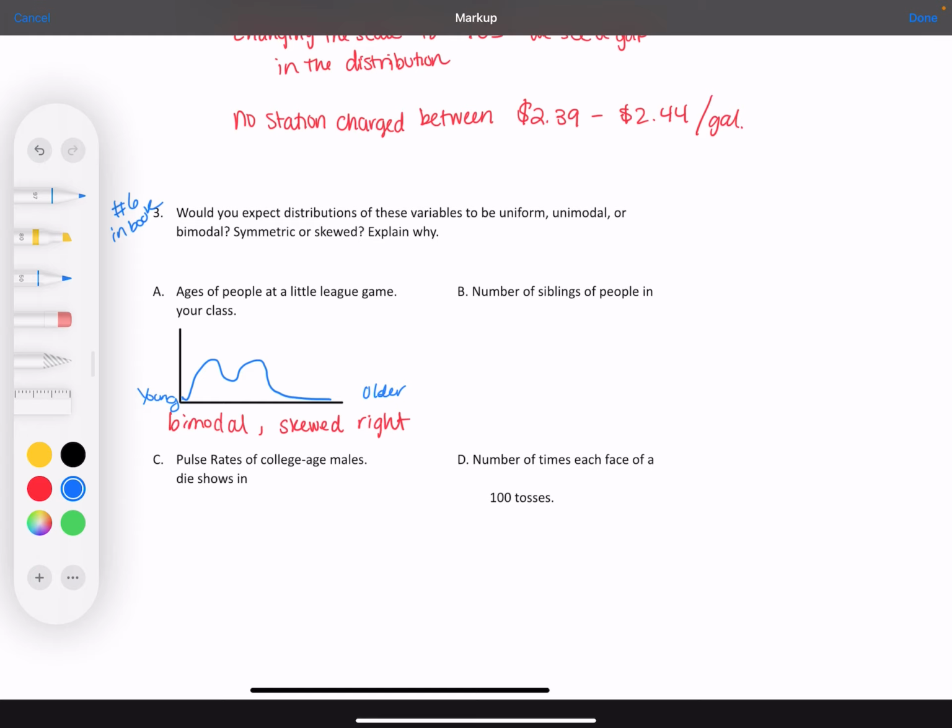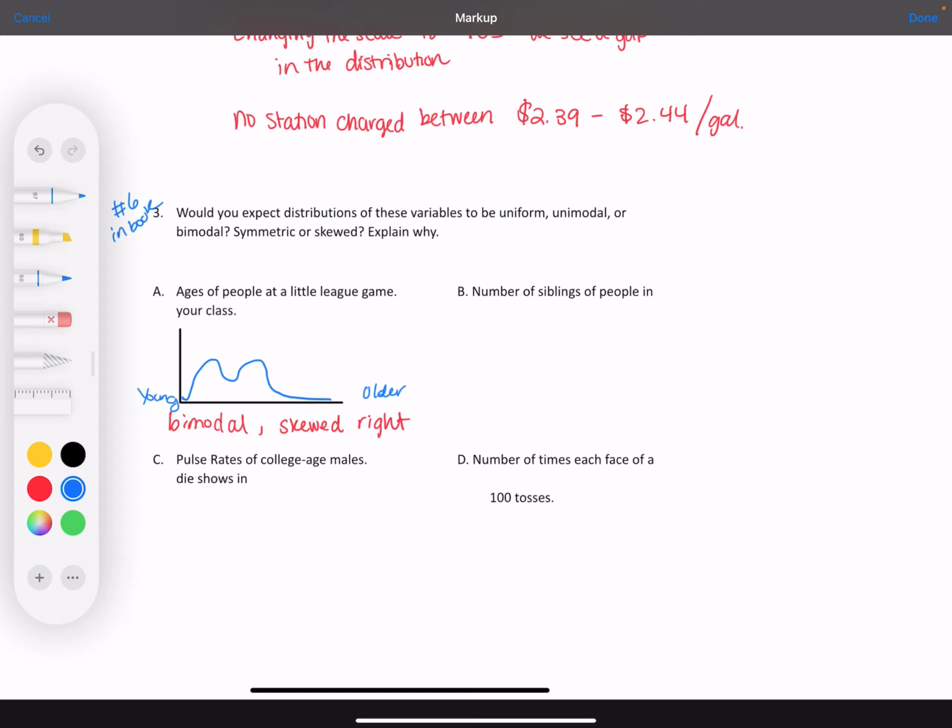Wait, so why is it bimodal? What do you mean? Because there's that gap in the middle. Because Little League typically is only till like 12 years old. And by the time you're old enough to play Little League, most parents are probably closer to 30. So you've got probably at least a 15-year age gap.